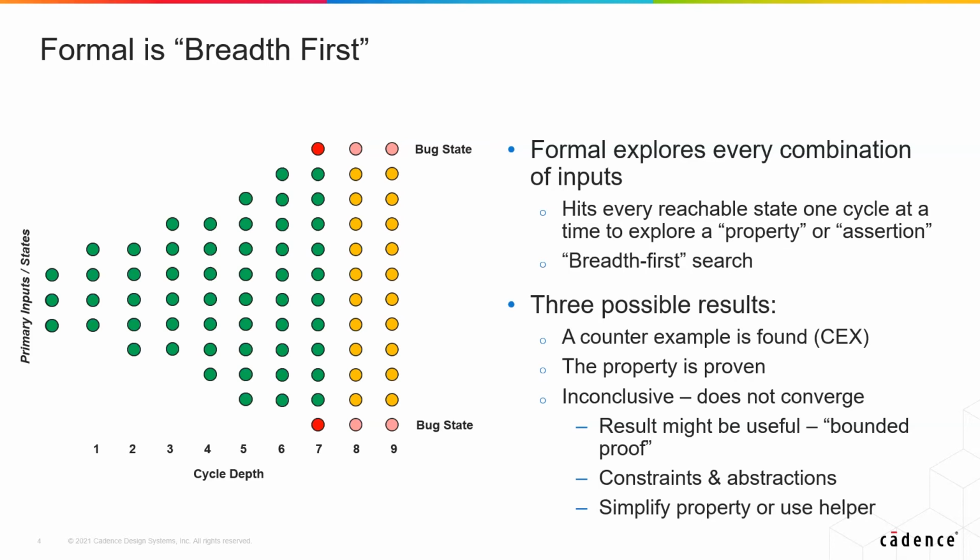Or you might want that property to converge, in which case you can reduce the state space through constraints or design abstractions, or you can change the property by simplifying the property or applying helper properties that help the property to converge.